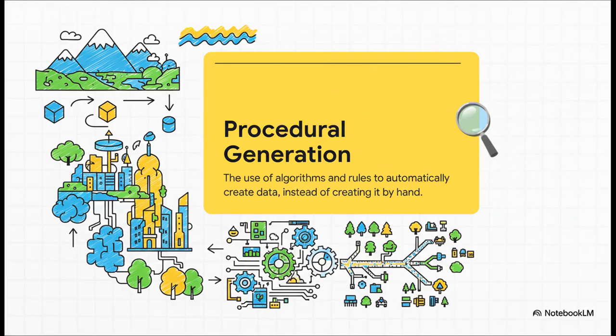So instead of hand-placing 500 rocks, you design a rule that says, scatter 500 rocks on this terrain, and hey, give each one a slightly different size and rotation while you're at it. See the shift? You're no longer just an artist making an object, you're the designer of a creative system.